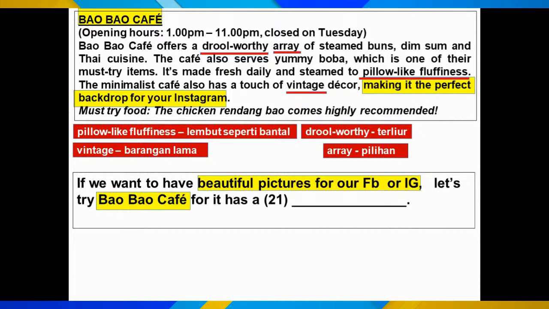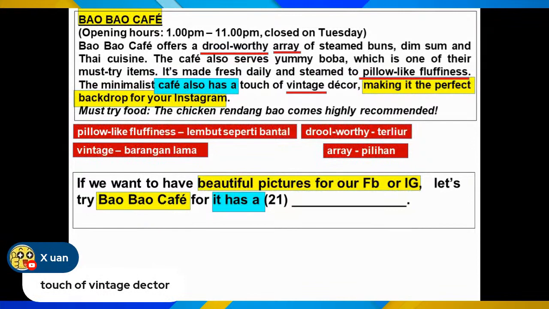Alright, now back to the question. If you want to have beautiful pictures for our FB or IG, let's try Bau Bau Cafe, for it has a. Look at the text: the cafe also has a. So what do you think the answer is? You might like to try? Okay, Zuan says touch of vintage decor. I believe you're referring to vintage decor. Any other answer? Alright, thank you.